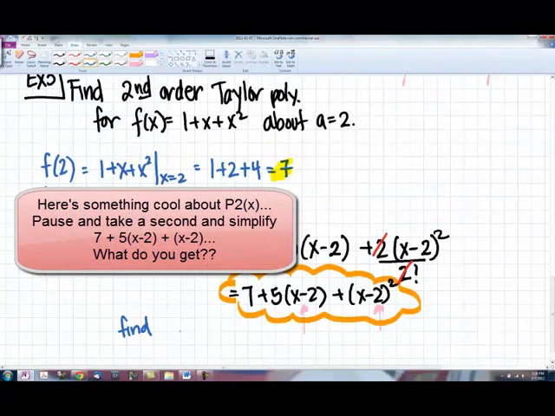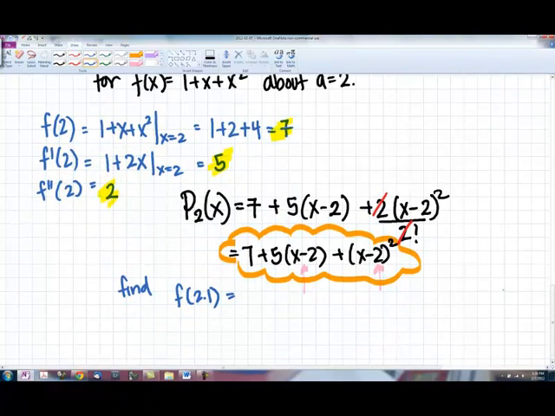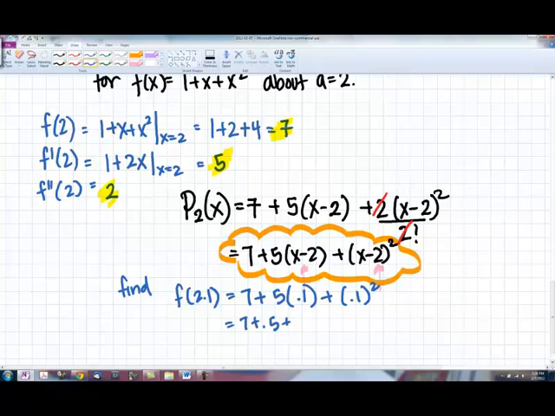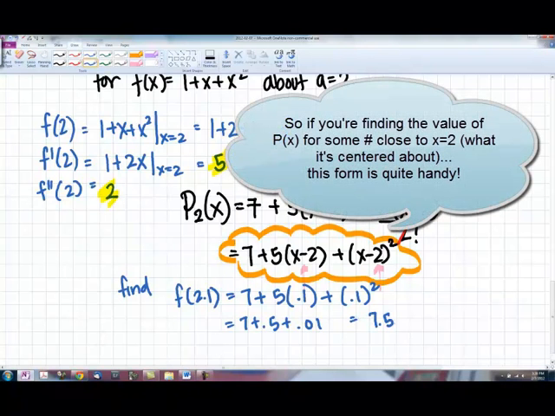Find for me f of 2.1. Should be pretty easy using this little approximation. I can plug in 2.1, and you see how I just simply get 0.1 in here because 2.1 minus 2 is 0.1. And then I'll plug in a 0.1 here because I have 2 minus 2.1 minus 2 again is 0.1 squared. So this is 7 plus 0.5 plus 0.01. So the answer should be 7.51.